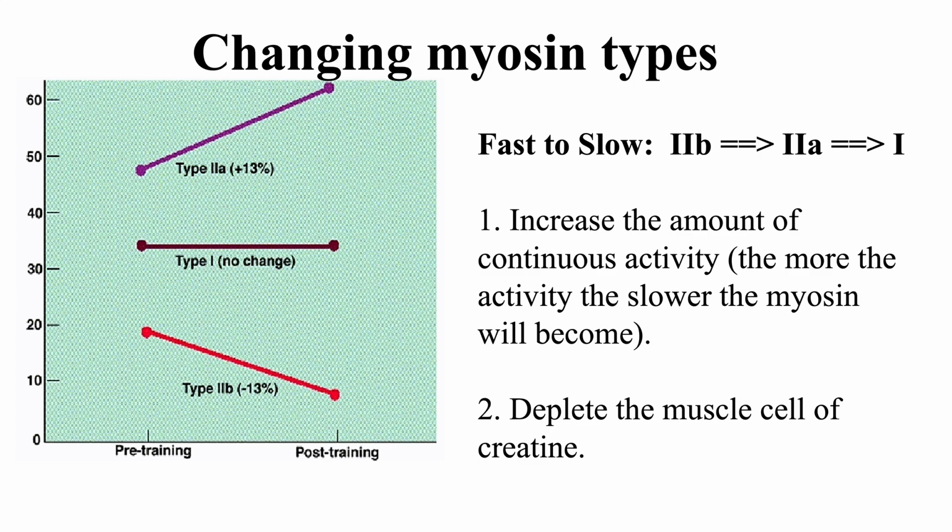If you do want to change myosin types, going from 2X to 2A to type 1, one of the things you can do is increase the amount of continuous activity. That is, the more activity, the slower the myosin will become. Increasing the amount of activity means doing more work in terms of exercise.